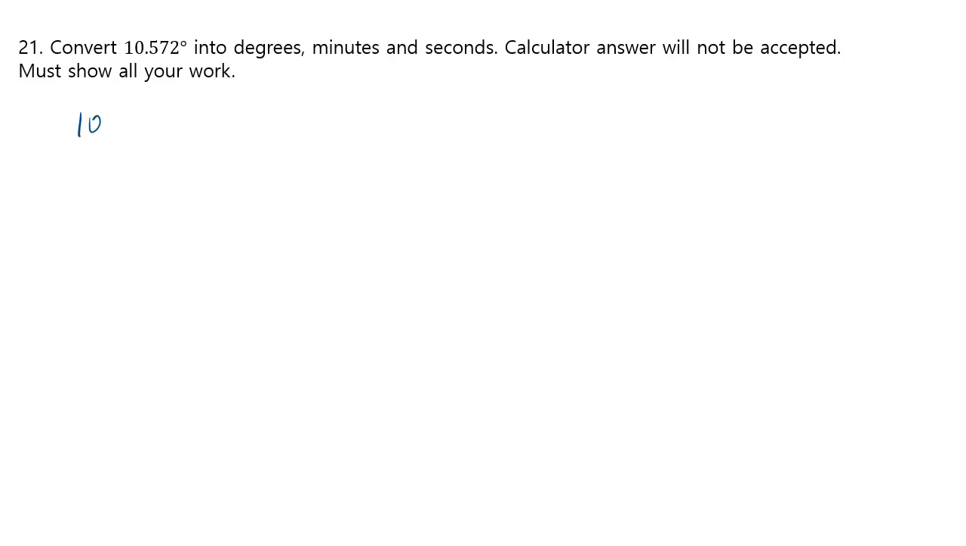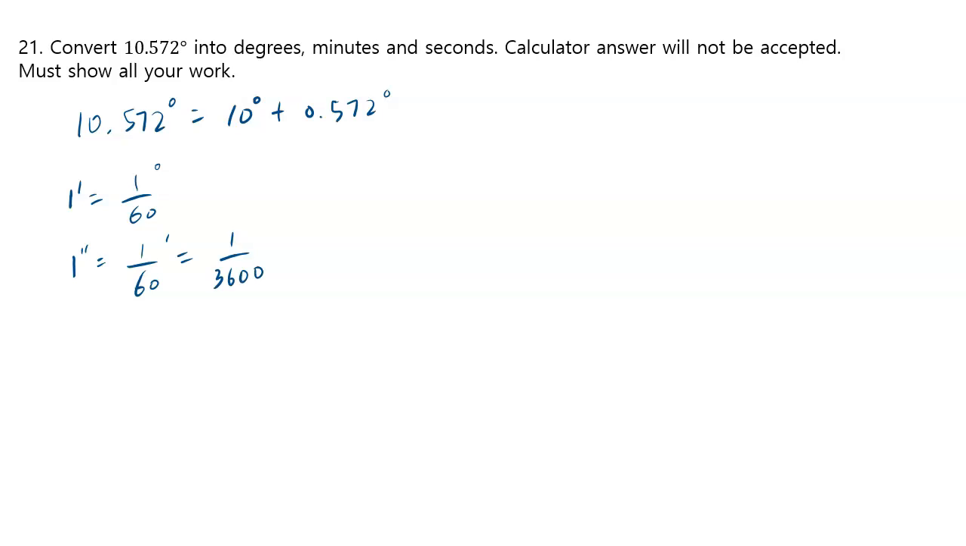Well, 10.572 degrees is 10 degrees plus 0.572 degrees. And remember, 1 minute is 1/60th of a degree, and 1 second is 1/60th of a minute, which is like 1 over 3,600 degree.